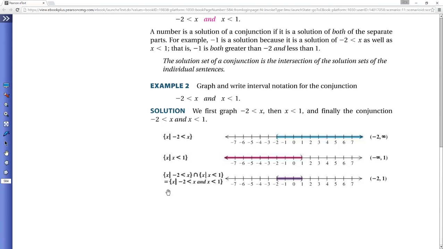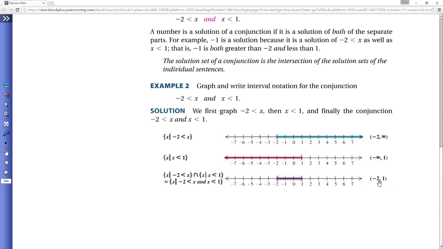If I wanted to do this in set notation, it would show the set of x such that -2 is less than x, intersecting the set of x such that x is less than 1, would equal the set of x such that -2 is less than x and x is less than 1. Well, both of these have to be true. If I took a value like 7 over here, well, 7 is not less than 1, so it doesn't fit both conditions. Everything in here fits both conditions.